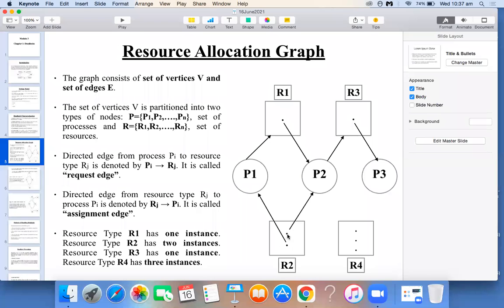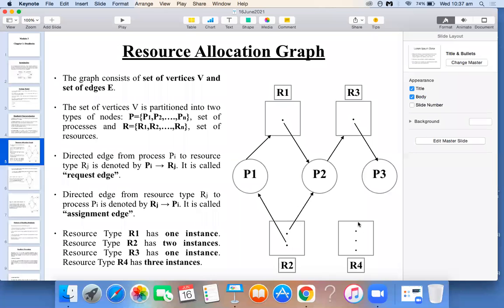If we had only one instance of resource R2, then these 2 edges were not possible. Because there is only one instance, we cannot give that one instance to 2 processes. It is not at all possible. Since we have 2 instances of resource R2, that resource can be given to 2 processes.